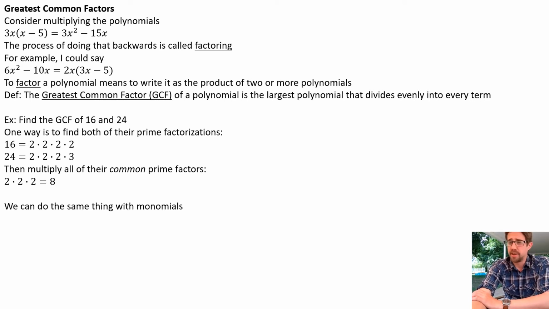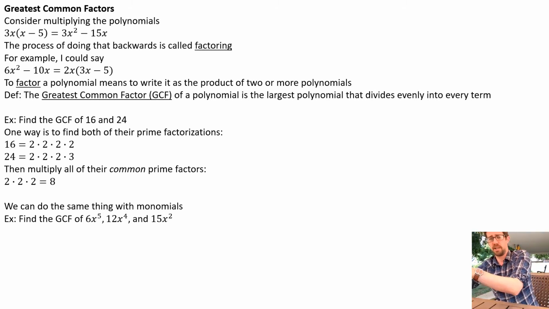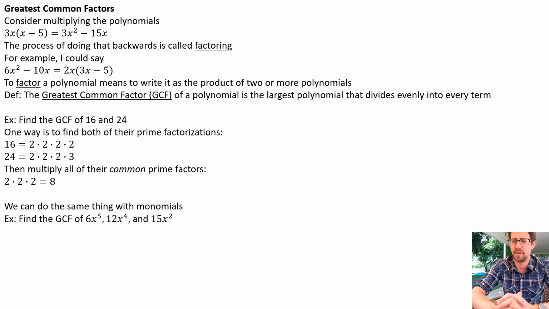So we can do the same thing with monomials that have an x in them. We can do it with more than one. In fact, in general, we want to be doing it with more than one. So let's find the greatest common factor of 6x to the 5th, 12x to the 4th, and 15x squared. You can do this in 2 separate parts. You'll find the greatest common factor of 6, 12, and 15, and then you'll find the greatest common factor of x to the 5th, x to the 4th, and x squared.